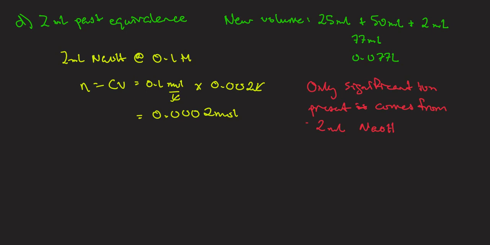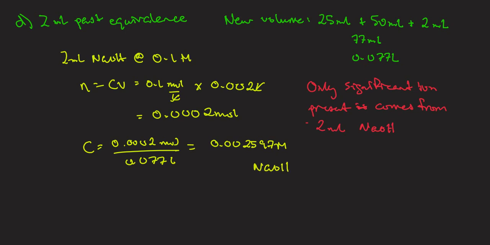Okay, so that means concentration, because we have moles now and we have a new volume. We can figure out concentration: 0.0002 moles divided by the new volume, 0.077 liters. I'm going to keep a bunch of digits here. We want to be as precise as we can. That's a new concentration, 0.002597 moles per liter. Now, this tells us the concentration of NaOH, knowing that it is a 1-to-1 ratio, we know that the concentration of OH is exactly that number.